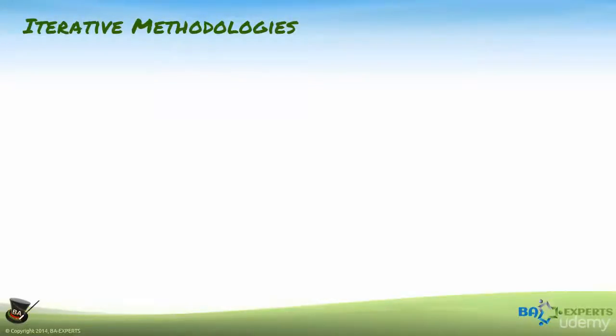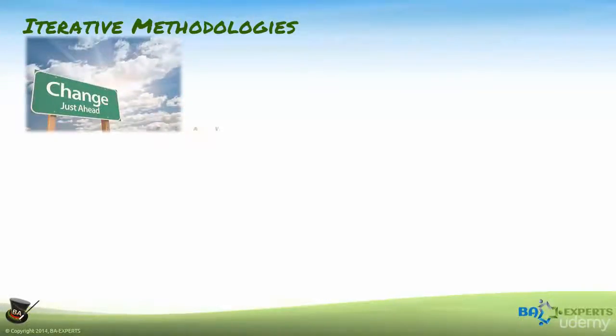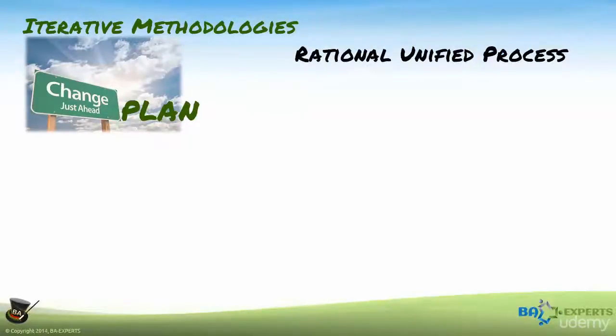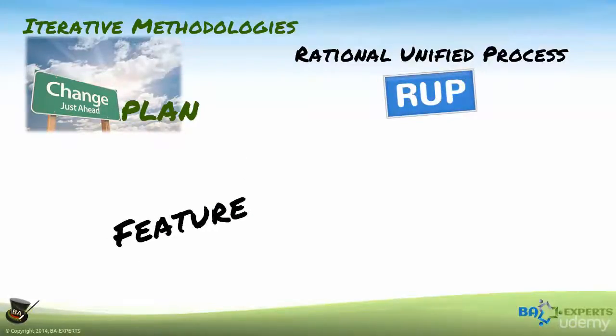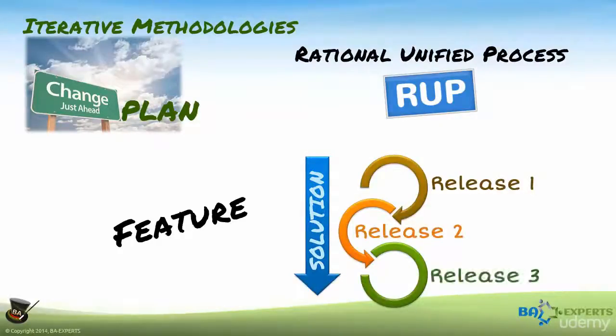Iterative methodologies assume that change will happen and plan for it. A widespread iterative methodology is IBM's Rational Unified Process, or RUP. A major feature of the iterative approach is the assumption that the ultimate solution will be created in a series of releases or iterations.